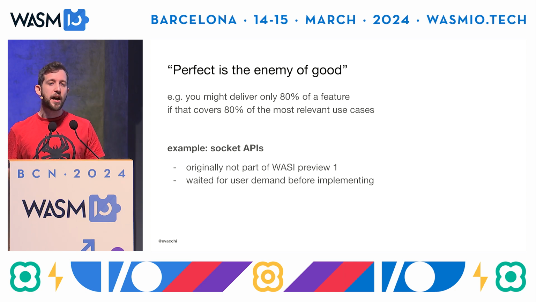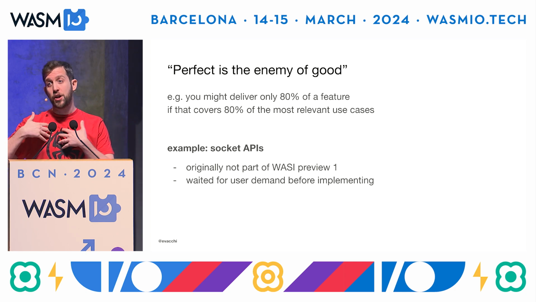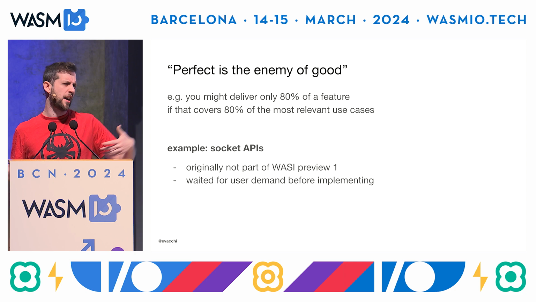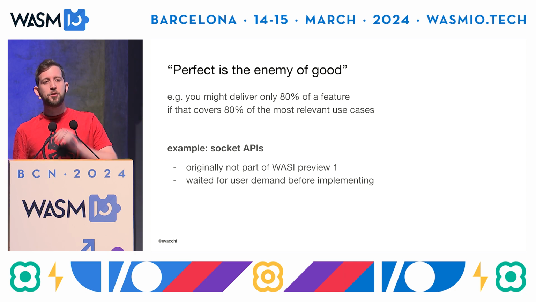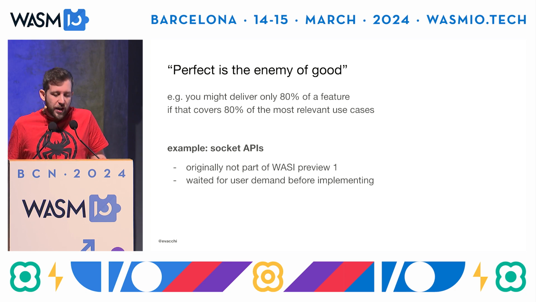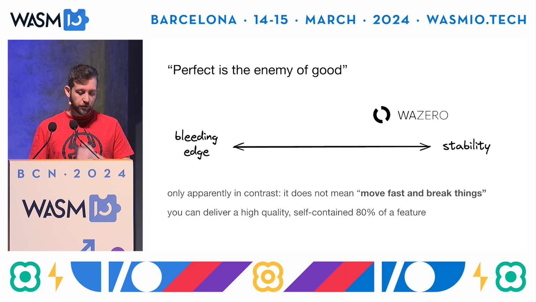For instance, the socket API, when our users did not need that. They didn't have any use cases. Actually, there were some users who would say, we'll never need that. And then the same user came back and said, actually, you know what? Are you implementing sockets? And so we waited for user demand. That's a good principle to go by.